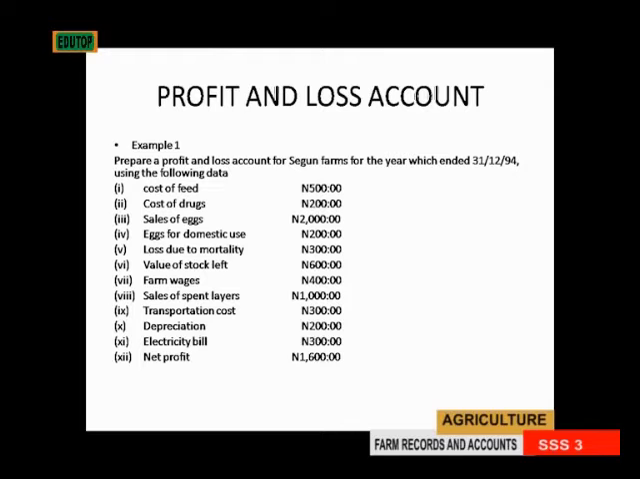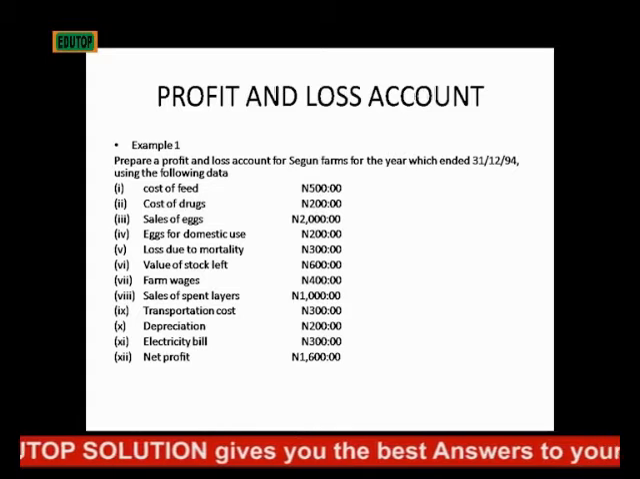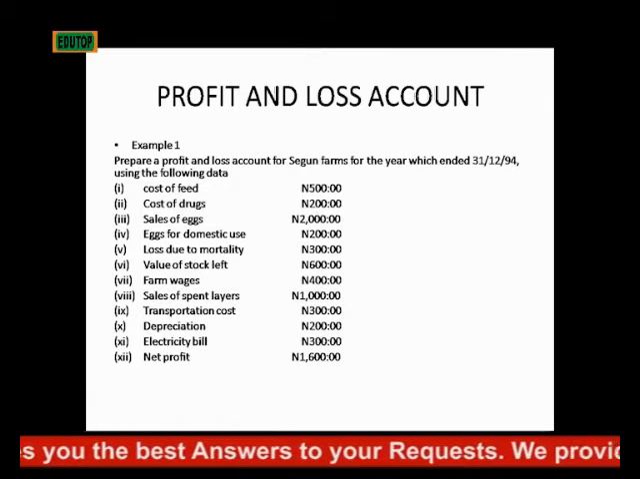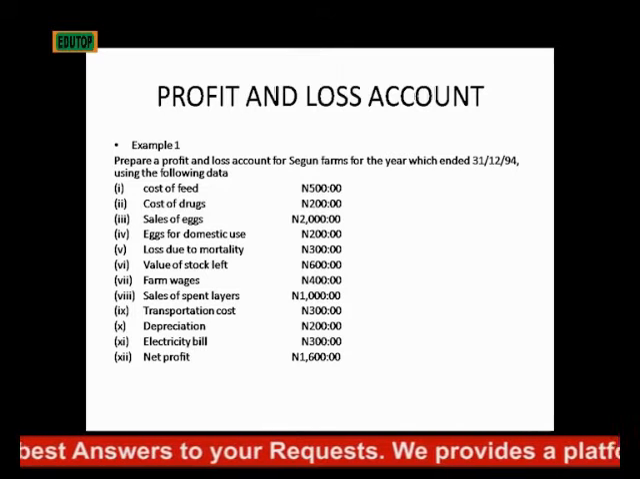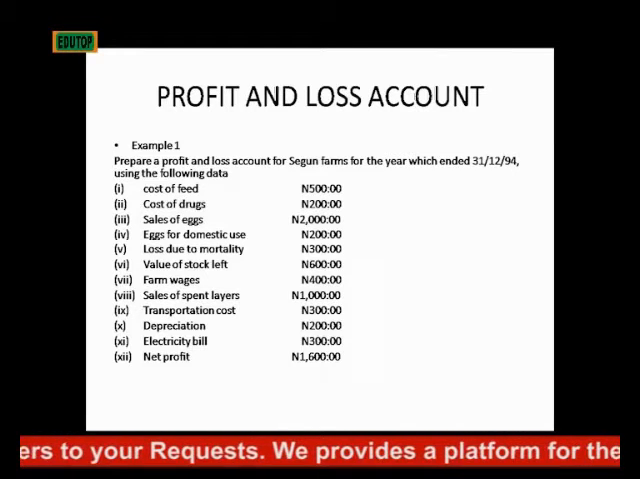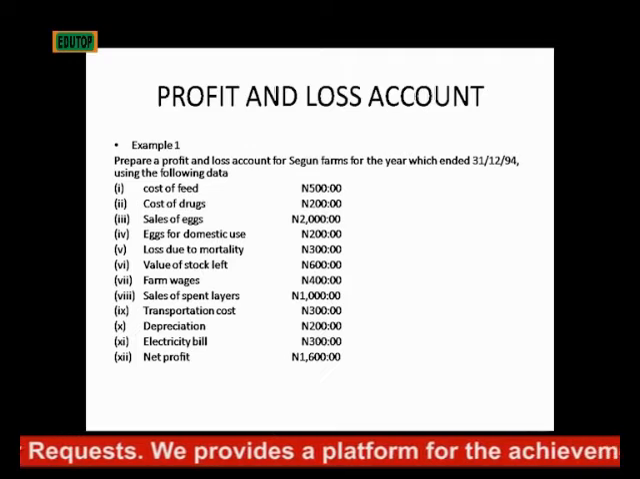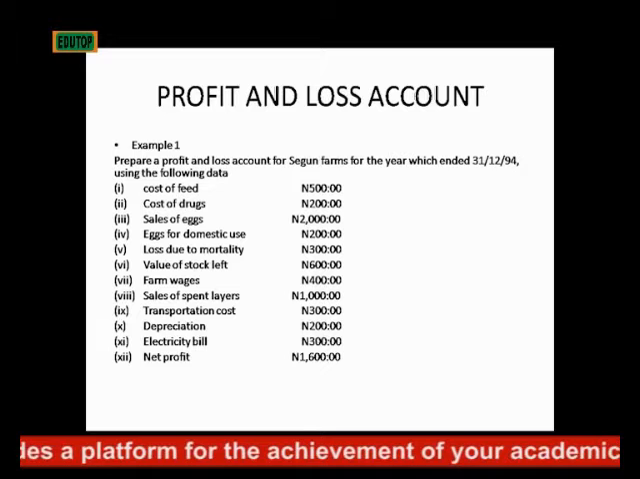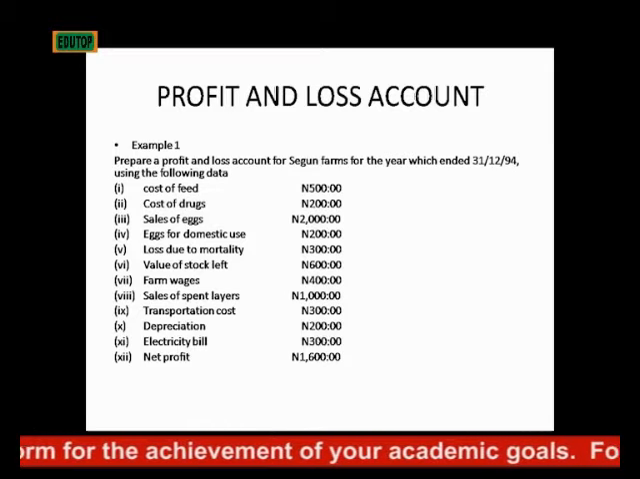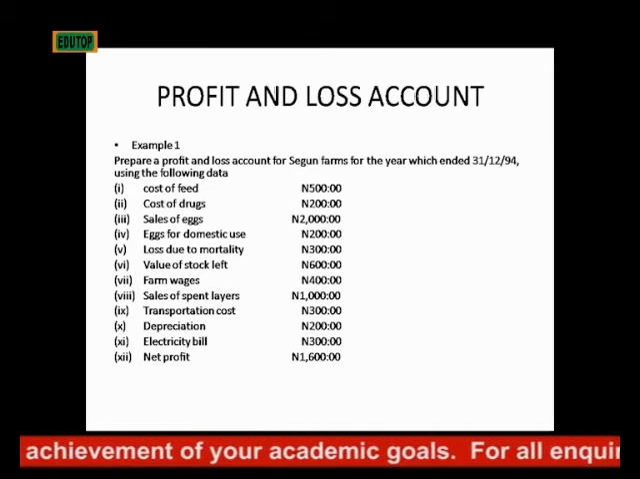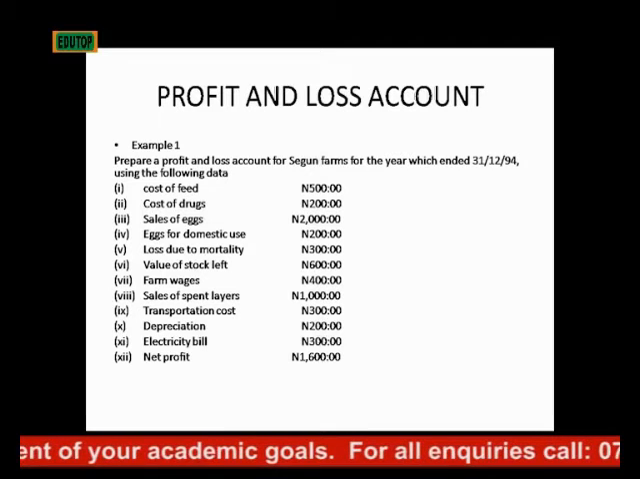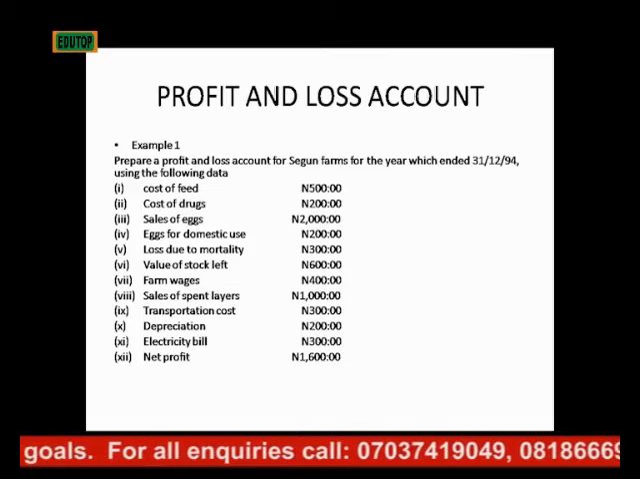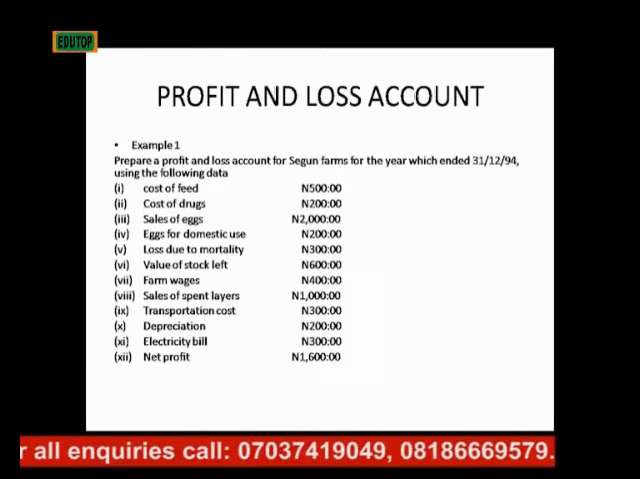So it shows the cost of feed at 500 naira, cost of drug 200 naira, sales of egg 2000 naira, egg for domestic use 200 naira, loss due to mortality 300 naira, value of stock left 600 naira, farm wages 400 naira, sales of spent layer 1000 naira, transportation cost that's 300 naira, depreciation 200, electricity bill 300 naira. Then the last one there is net profit 1600 naira. So how do you do that?